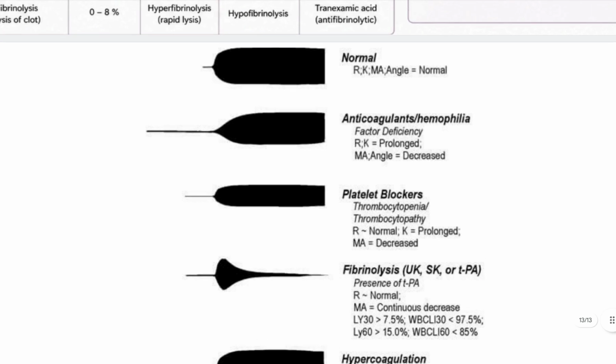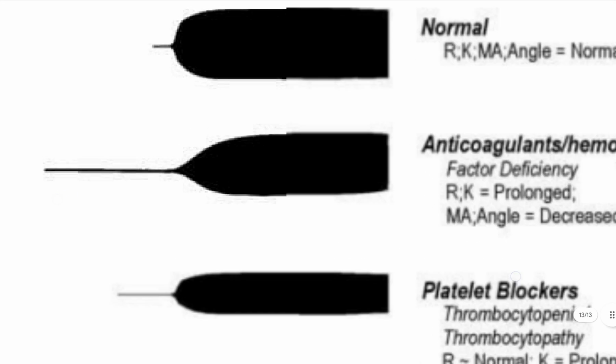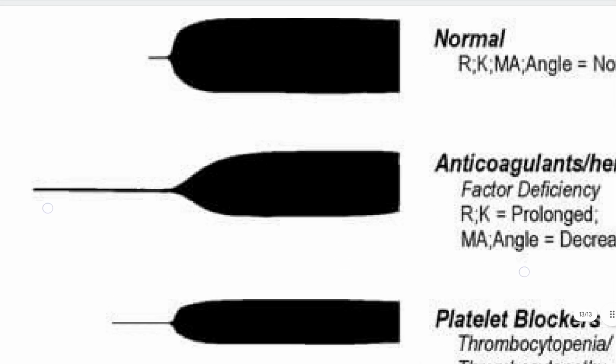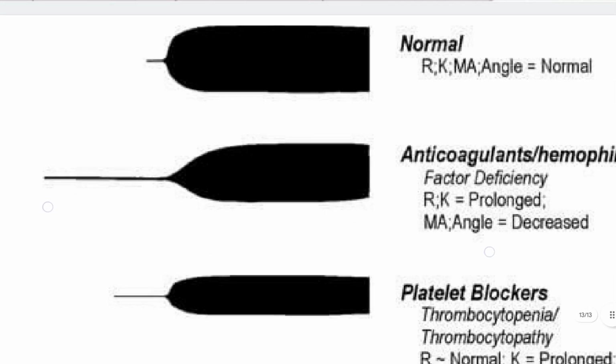Suppose the patient is taking anticoagulants or has a coagulation disorder, with specific factor deficiency. If there is any factor deficiency, there is a delay in clot initiation and also in clot formation. So our R time and K time are prolonged, and if the clot is not formed properly, our maximum amplitude and alpha angle are decreased. So our thromboelastography will be like this, as shown in the second picture.